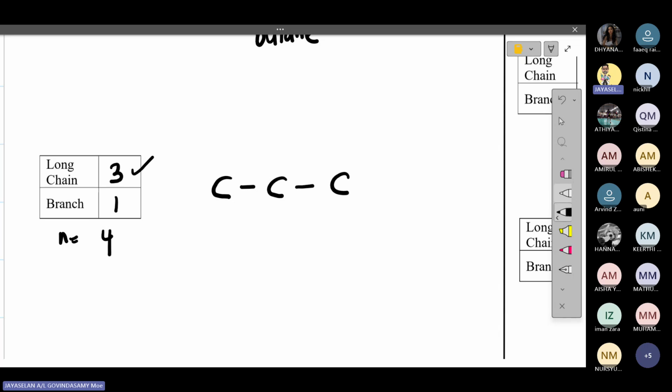Can I? I'm teacher Kasturi from Jelapang. Okay, okay. Okay, can I? You already do it, can I? Can I? 1 mark. Okay. Long chain sudah dapat. Now I want to put branch.